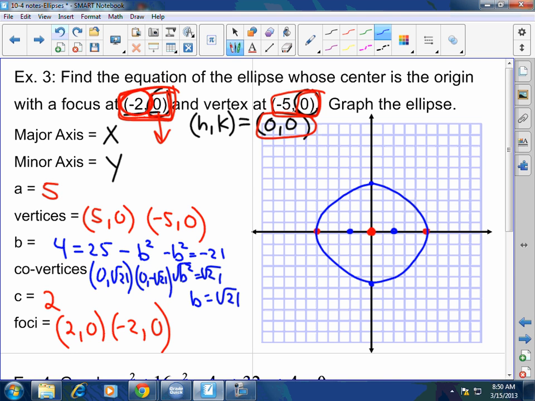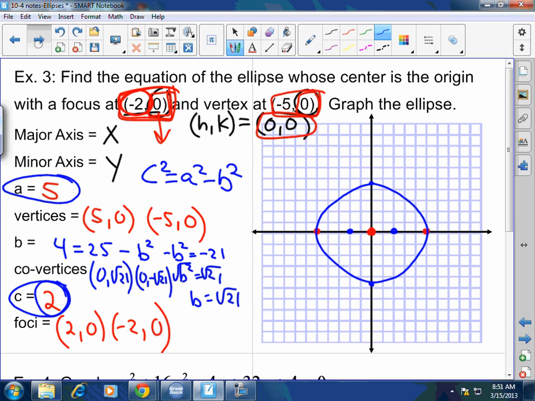How did I get the 4? Because it's c squared. C squared equals a squared minus b squared. C is 2, so c squared is 4. A is 5. Read the labels, guys. So a squared is 25 minus b squared, which is what I'm looking for, gentlemen. Thank you. Good question. Does that make sense so far?